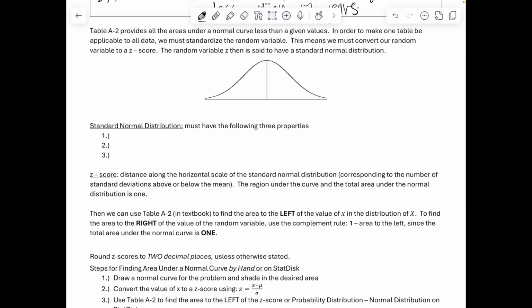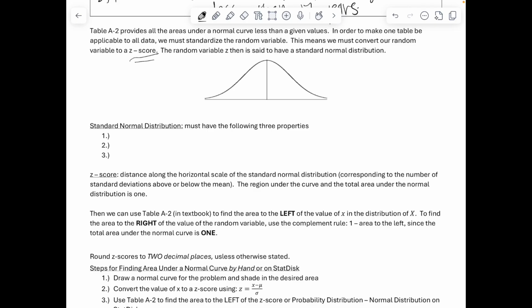Right below this, it says Table A2 provides the areas under a normal curve less than a given value. In order to make one table applicable to all data, we must standardize our random variable. This means we must convert our random variable to a z-score.